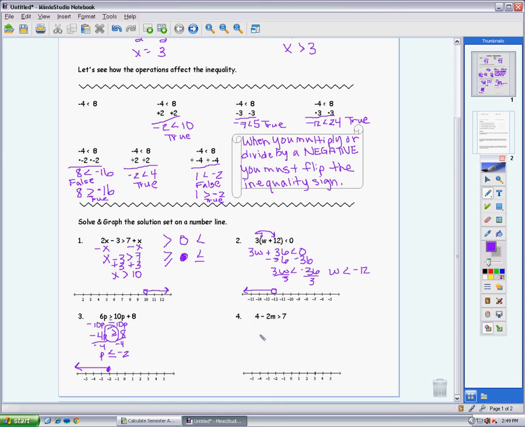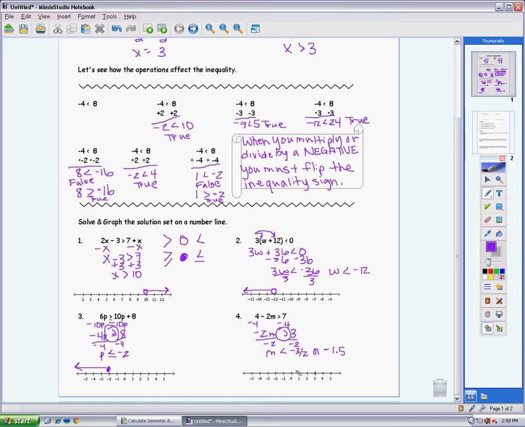Number 4, 4 minus 2m is greater than 7, so I'm going to subtract 4 from both sides. And I'm left with negative 2m is greater than 3. And then I need to divide by negative 2. And again, I'm dividing by a negative number, so that means I'm going to have to flip that sign. M is now going to be less than negative 3 halves. If you want to do a decimal, that's going to be negative 1.5.